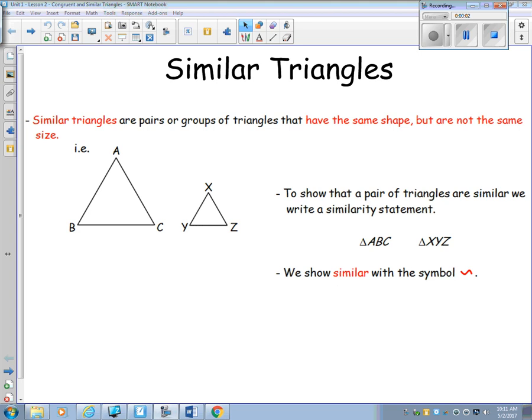In this lesson, we're going to examine a new idea. It's called a similar triangle and also congruent triangles. The way this idea works is we're looking at pairs of triangles, and these triangles have some similar properties.